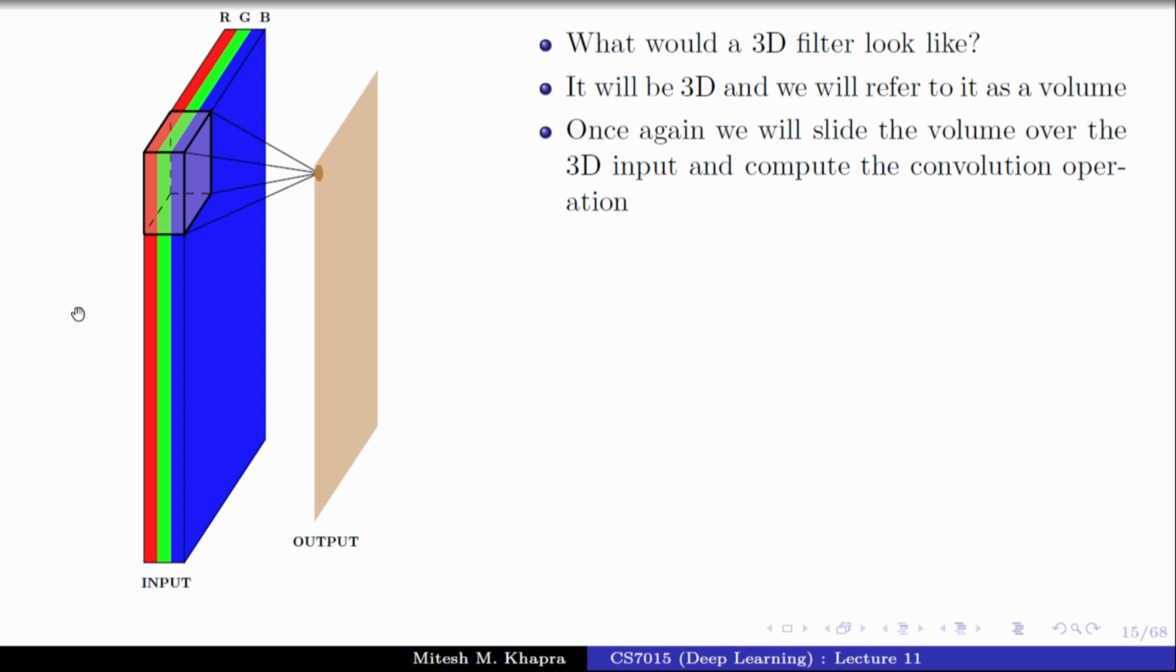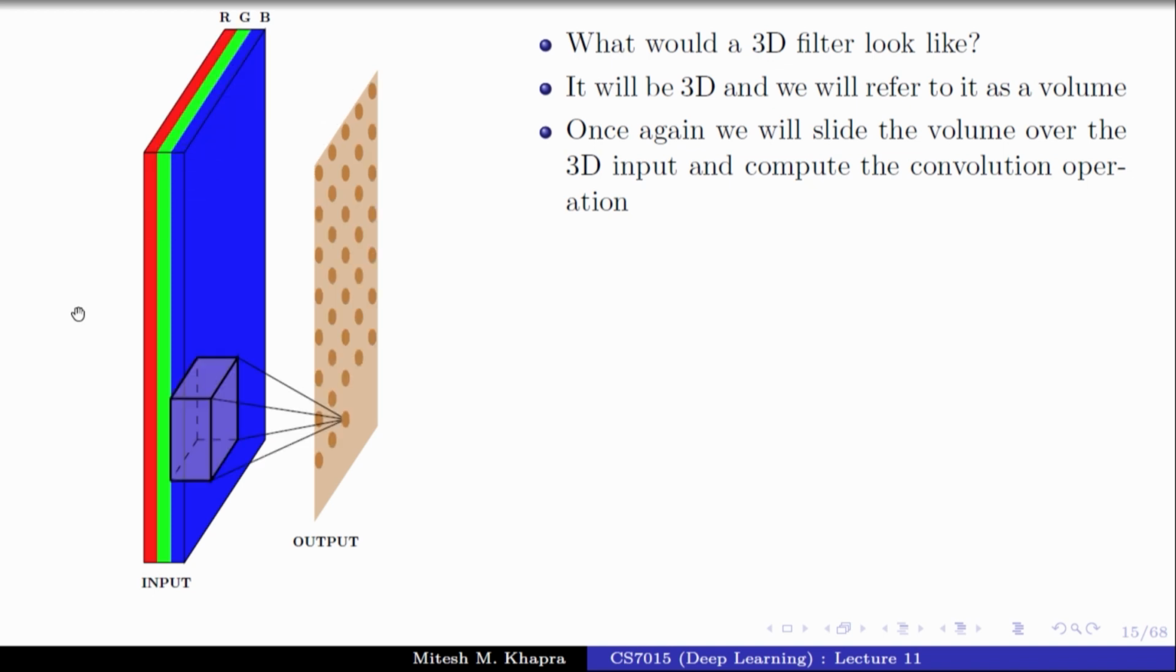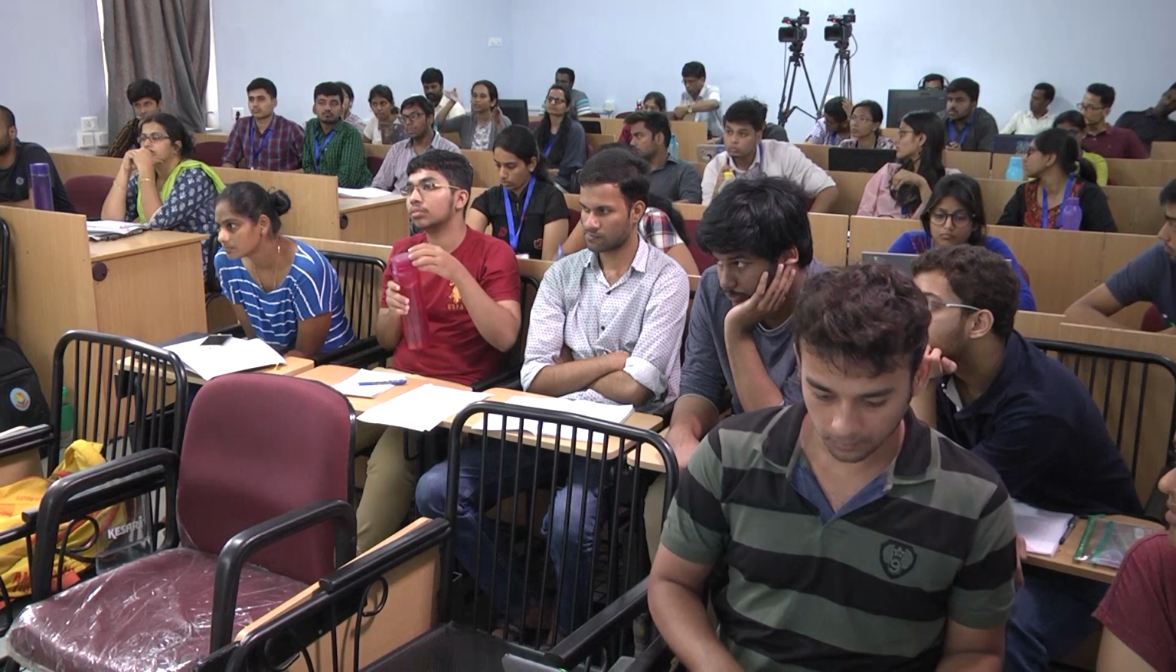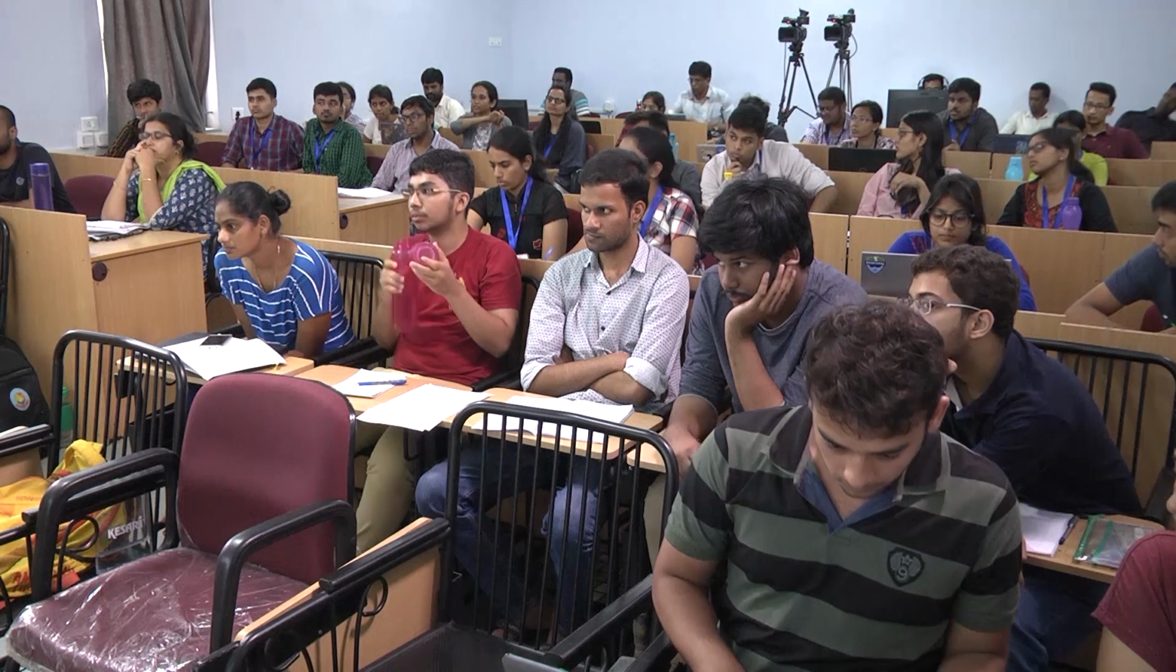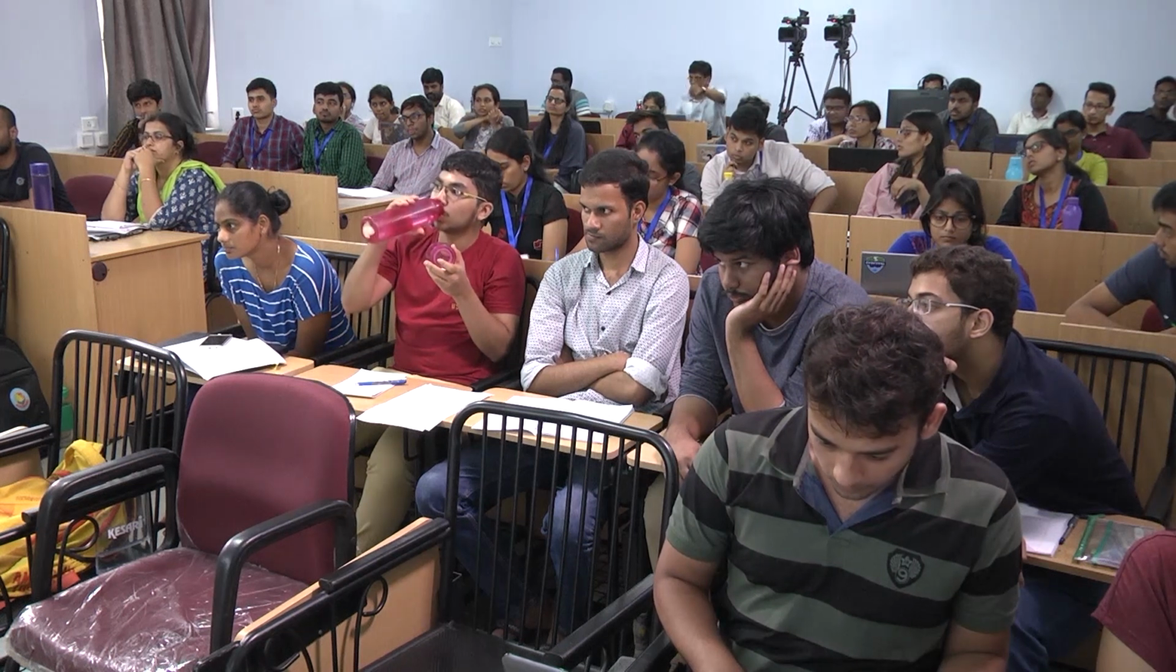Everyone? Okay. So I slide this throughout and I get the output. What is the output size now? I started with the 3D input. What is the output? Why? In the 1D case, the output was 1D. In the 2D case, the output was 2D. So in the 3D case, why is the output 2D? Yes. So roughly, the choice of words is different, but I think your answer is correct.